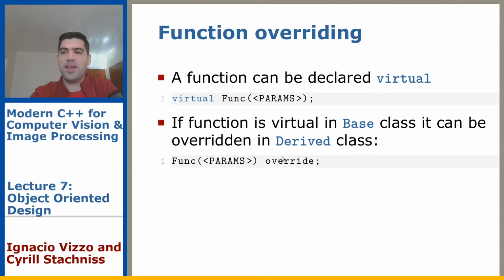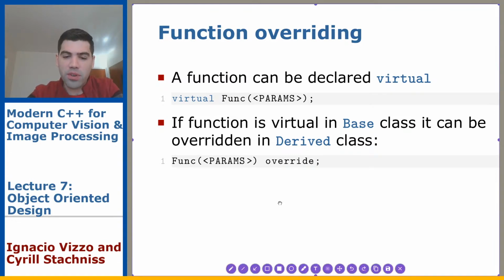And then if a function is virtual in the base class, so in our example, the rectangle, then it can be overridden in the derived class. Now, how do we do this? With a specific keyword that is override. This is another keyword from the language, so this is something you cannot use. So these are keywords, right?